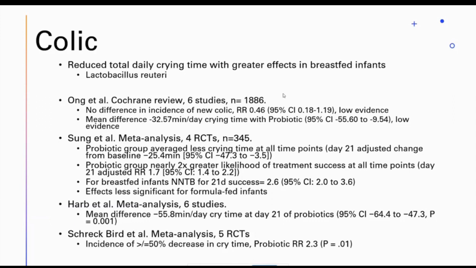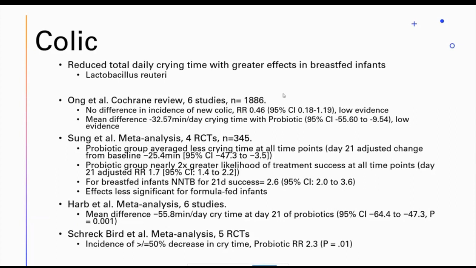There was a meta-analysis done by Sung et al. That had 345 patients over 4 randomized controlled trials. The probiotic group averaged less crying time at all points. And then when we get out to their final point, which was day 21, the adjusted change from the patient's baseline was negative 25.4 minutes.